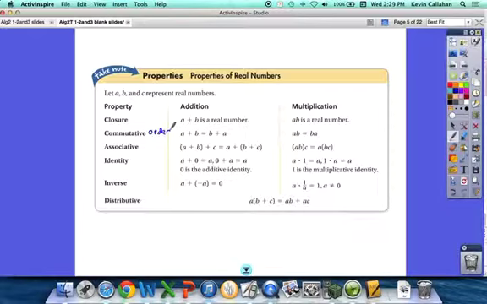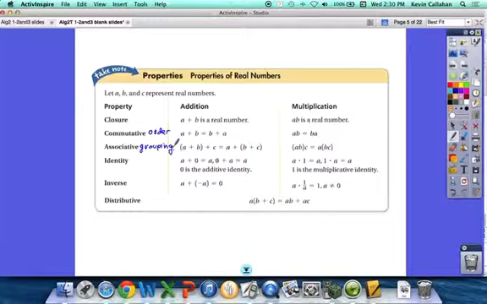Associative property. A plus B in parentheses plus C equals A plus B plus C in parentheses. What's changed? The order is the same. The parentheses, the grouping, right? So in the associative, if you move the parentheses, it doesn't change the result. So you might call that grouping. Okay. And that would hold for multiplication also.